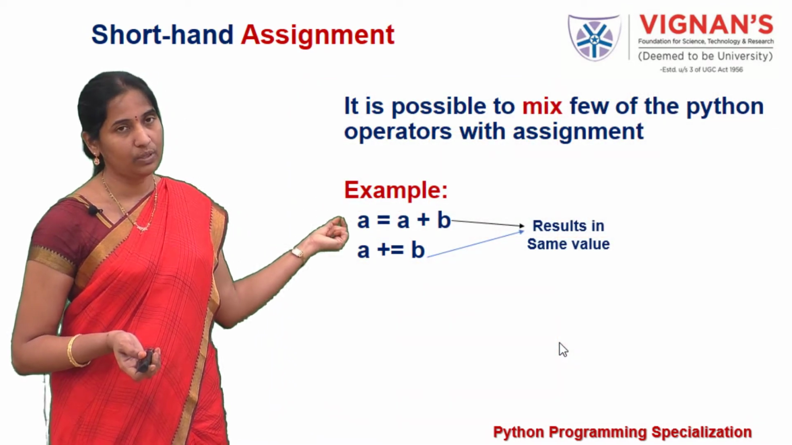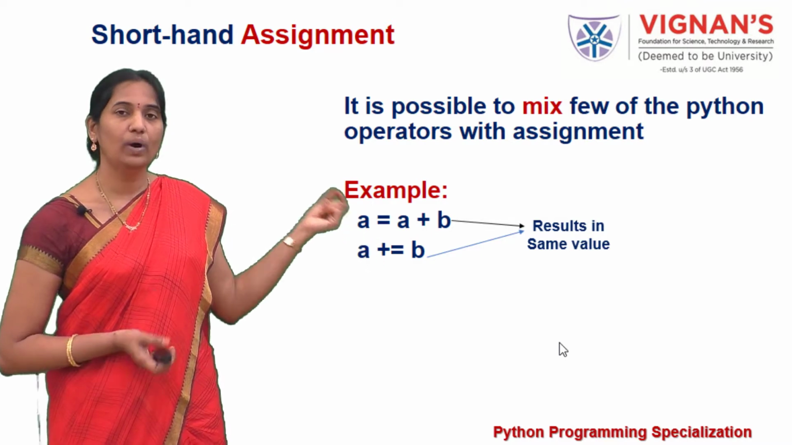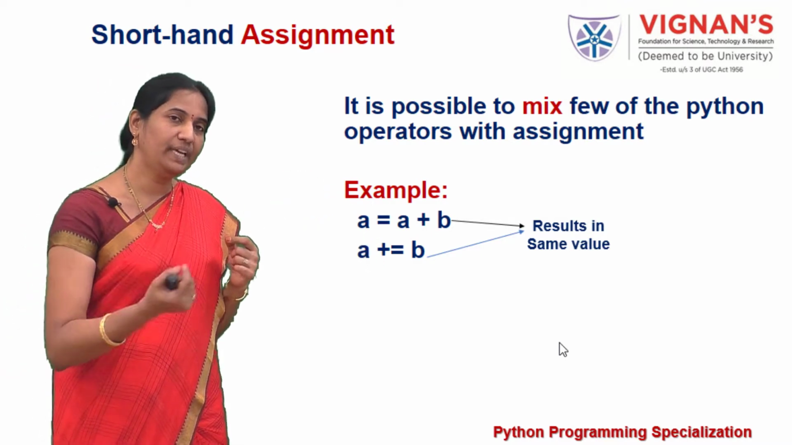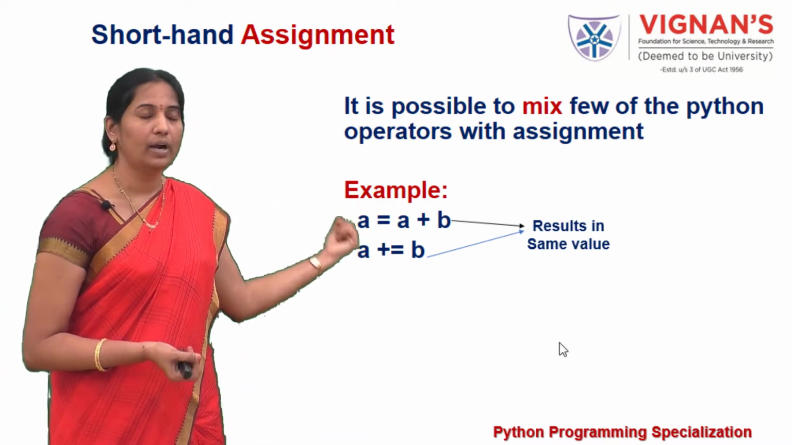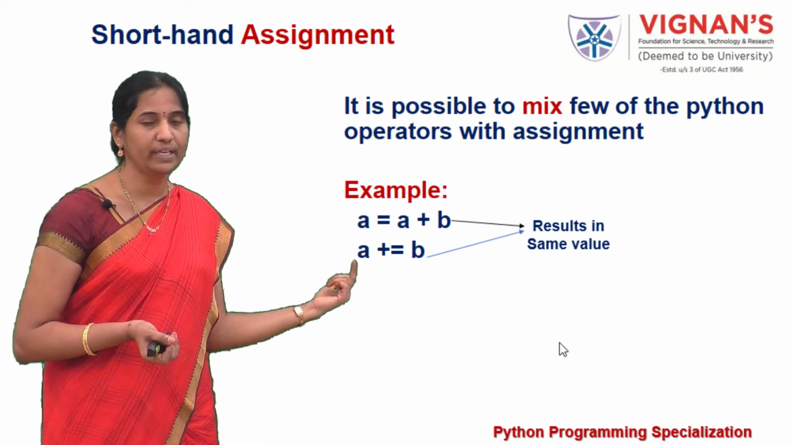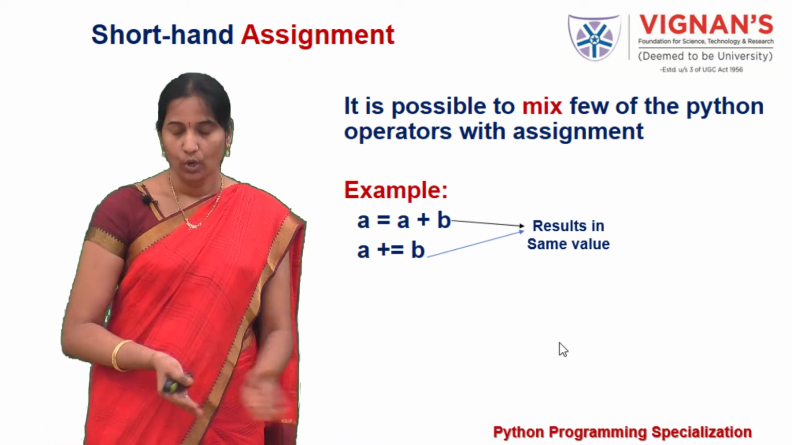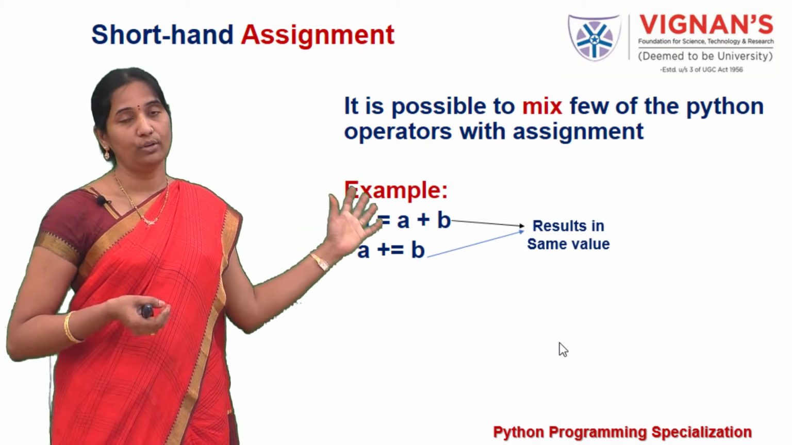Either you can use A equal to A plus B, which means that you are evaluating A plus B and then assigning that to A, or otherwise in the second statement, what you are doing is A equal to A plus B itself. So both designate the same kind of operation.